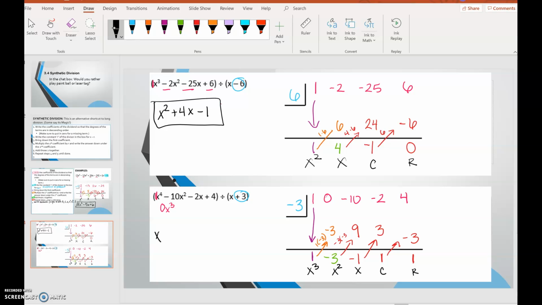So we have 1x to the 3rd minus, because it's a -3, x squared minus 1x plus 1, and then we have a remainder of 1, and then the bottom here is what we divided by, which was x plus 3. And that is your final answer.